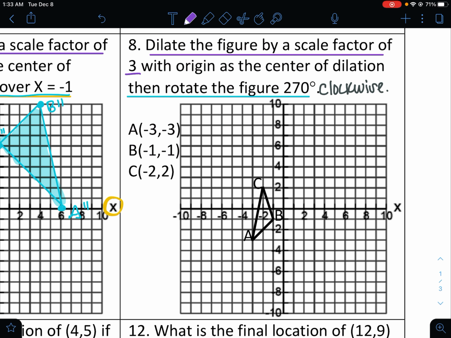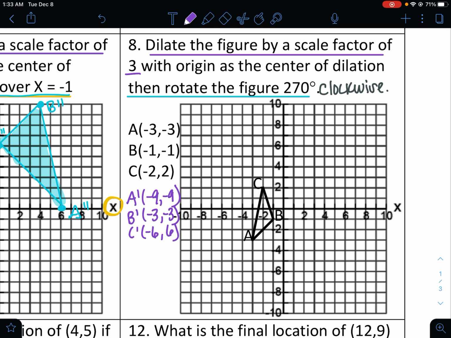Okay, so let's do the dilation first. Scale factor of 3 means we have to multiply by 3. So A prime, B prime, C prime is going to be the original multiplied by 3. So that'll be negative 9, negative 9. Then negative 3, negative 3, and negative 6, positive 6. So we just took all of these and multiplied them by 3. That's how I got these.